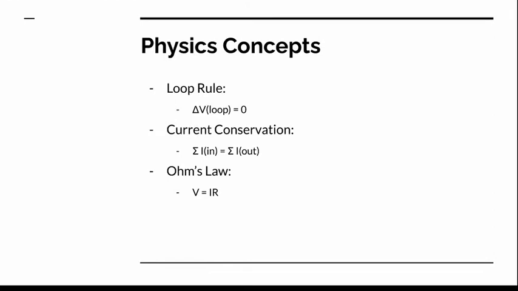The main physics concepts used during this lab were the loop rule, which states that the voltage across a loop is equal to 0, the current conservation, which states that the current into a node must be equal to the current out, and Ohm's law, which relates voltage, current, and resistance.